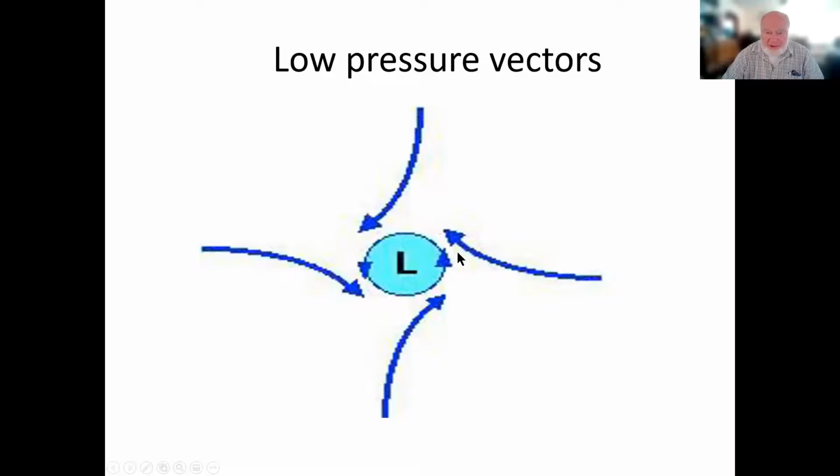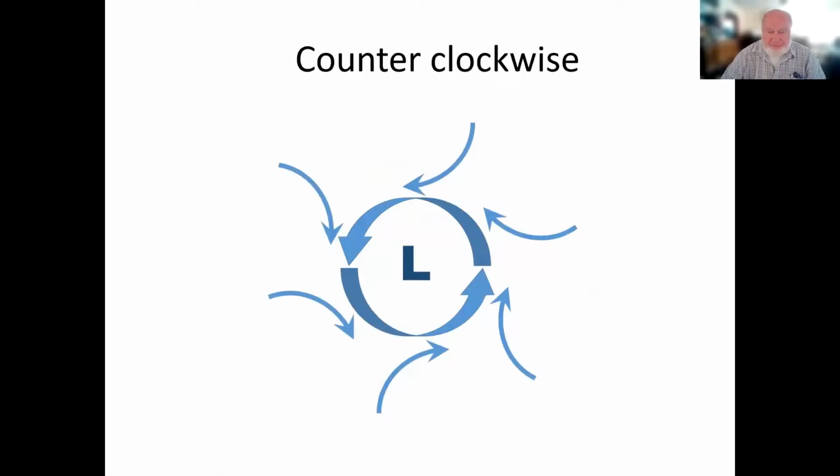Unfortunately, the Coriolis effect turns it to the right. Same thing, this molecule is trying to get in, and it's turned to the right. And so what you get is a basic counterclockwise rotation around a low pressure. So high pressure gyres rotate to the right. Low pressure hurricanes rotate counterclockwise to the left.